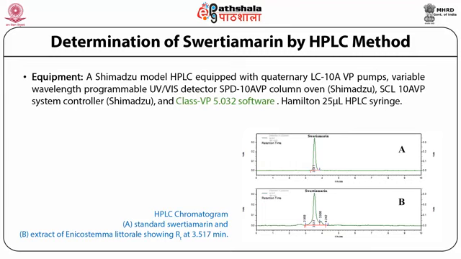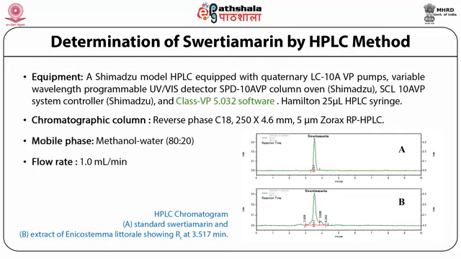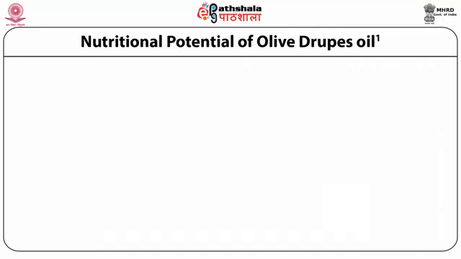So here an HPLC system has been used, which was coupled with a UV visible detector. A reverse phase C18 column was used. Mobile phase was methanol water 80:20, flow rate 1 ml per minute, and the scanning was again done at 238 nanometers. So we can easily see in A, this is the peak of Schwarzschild in standard, while B represents the Schwarzschild peak in case of an ecosystem laterale.